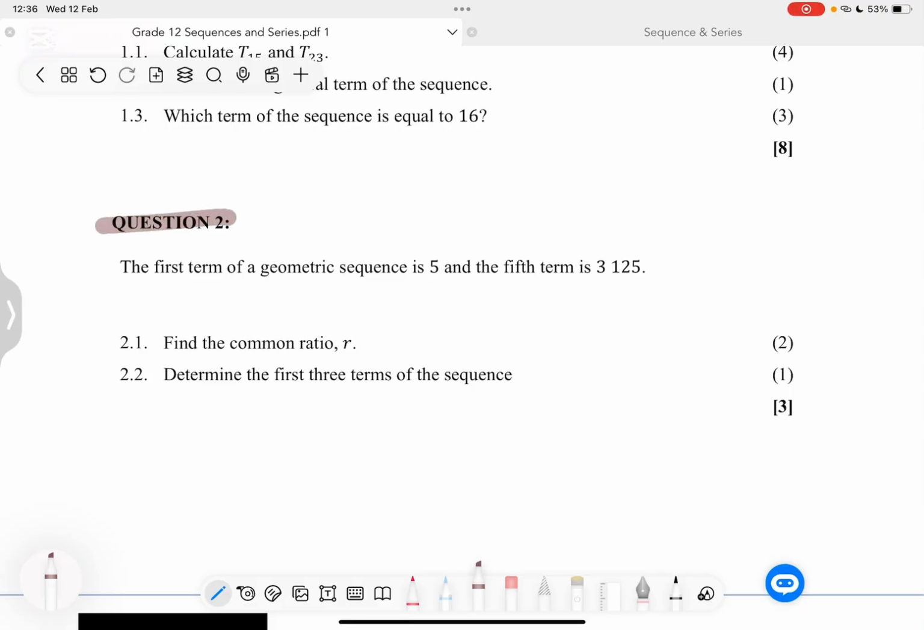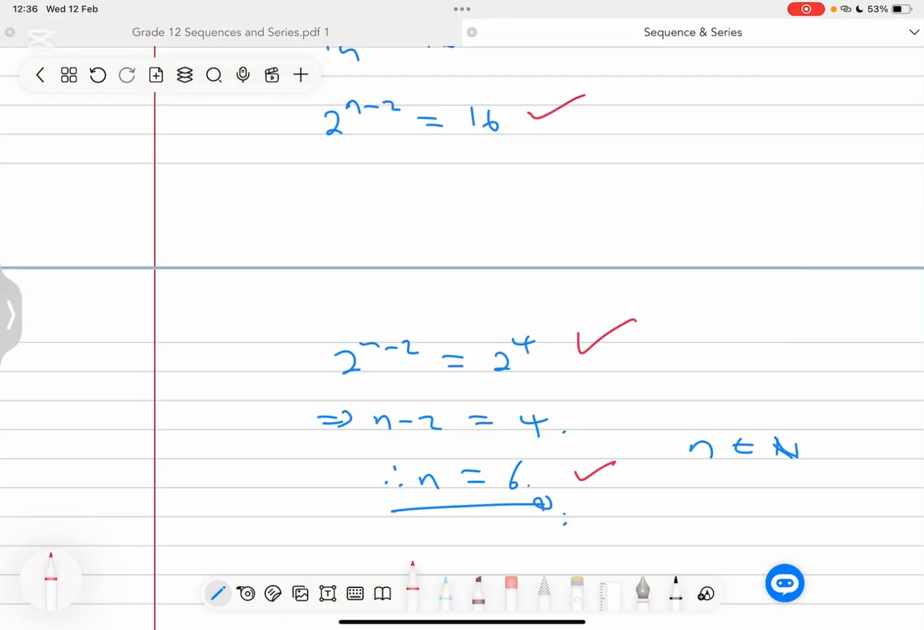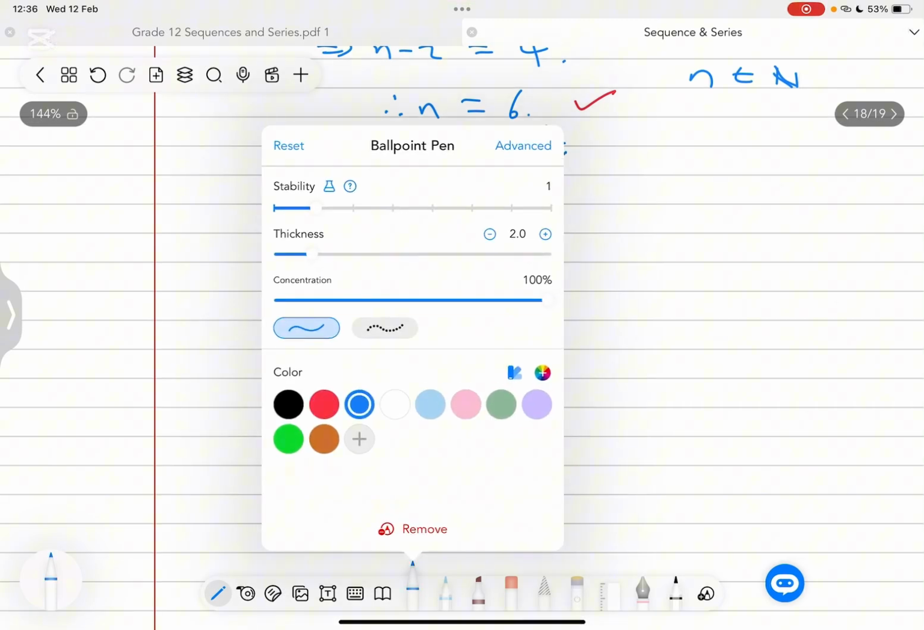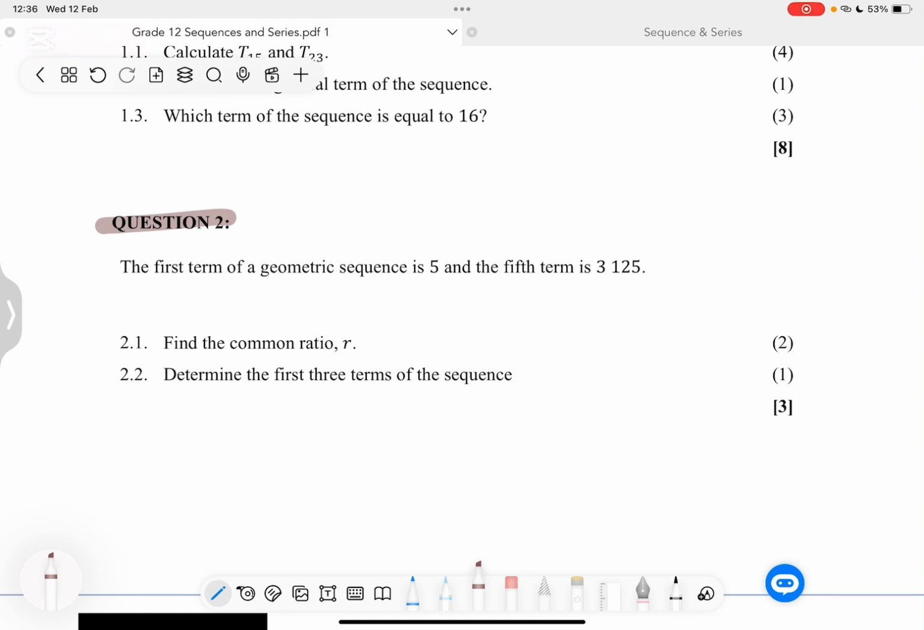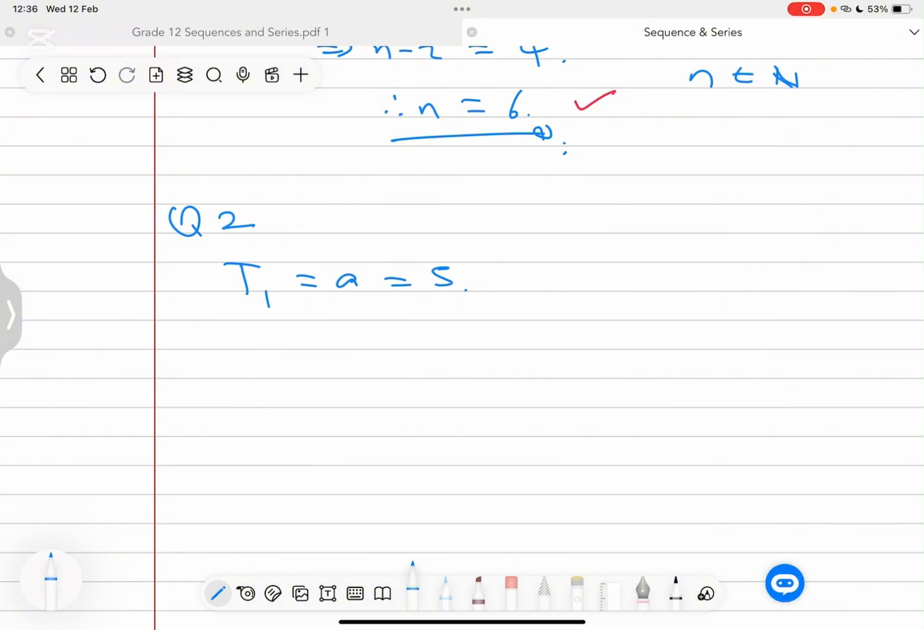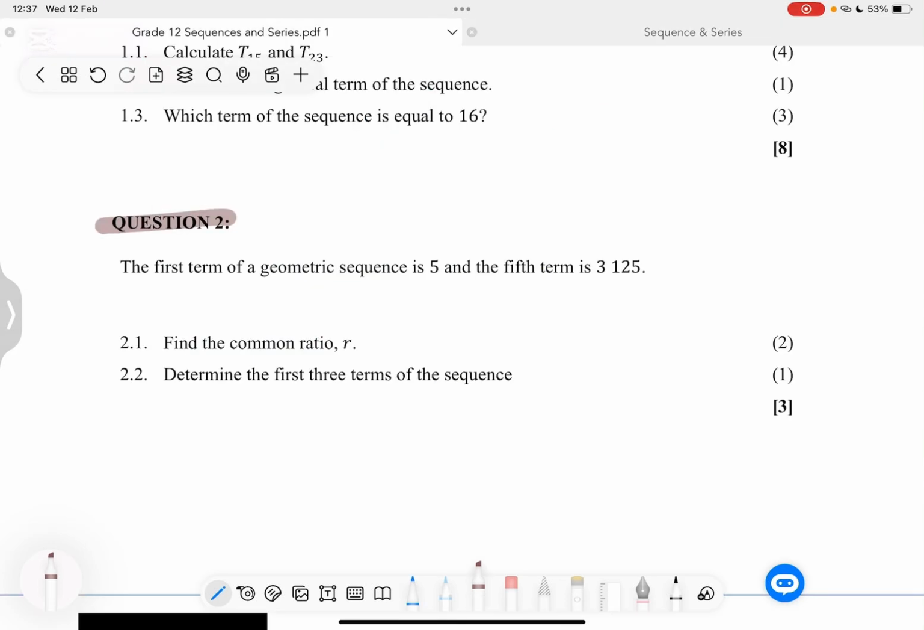Question 2 says that the first term of a geometric sequence is 5. T1 is equal to a, which is equal to 5. And the fifth term is 3,125. So this is to say that T5 is equal to 3,125. Now the first question, 2.1, says find the common ratio r.